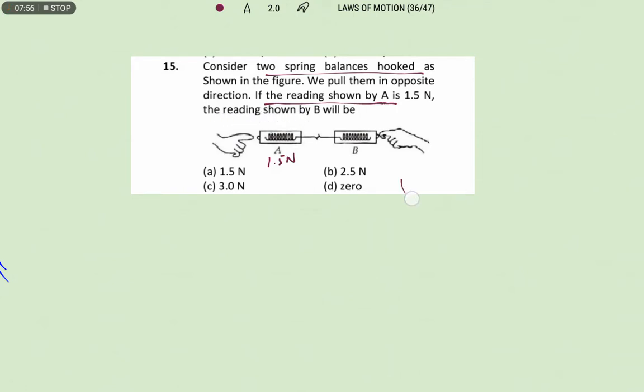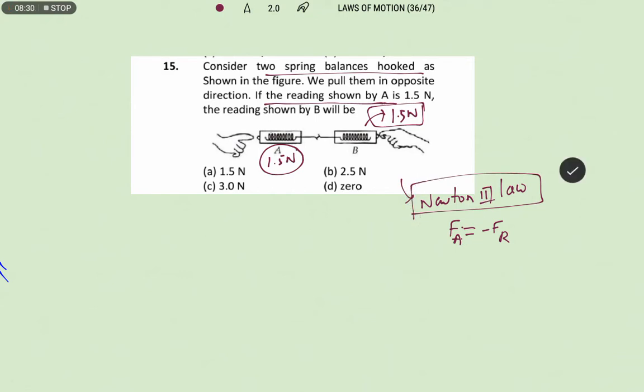So this is the concept related to Newton's third law. In case of Newton's third law, to every action there is an equal and opposite reaction. So action equals minus reaction. That means what is the action here? 1.5 newtons is the action. Then what should be the reaction? It should also be 1.5 Newton. So this is an application question based on Newton's third law.